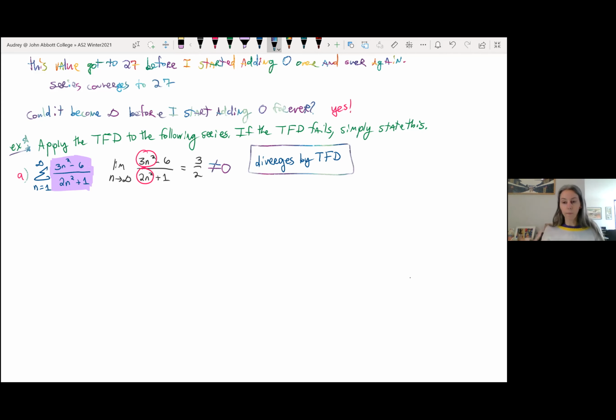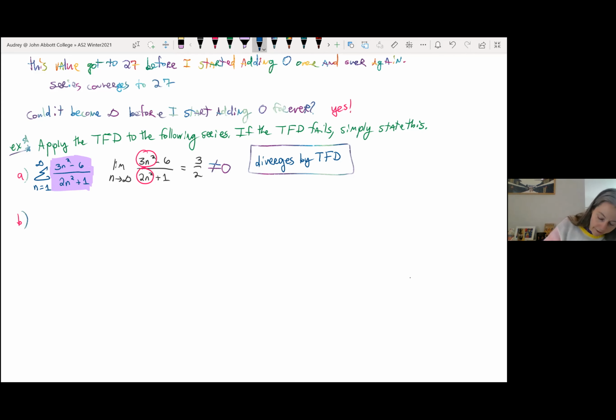So again, to remind you, what this means is that when I'm adding numbers together and n becomes extra super huge, the numbers that I'm adding are super close to 3 over 2. So it's almost like I'm doing 3 over 2 plus 3 over 2 plus 3 over 2 plus 3 over 2 forever. And clearly that's going to be infinite.